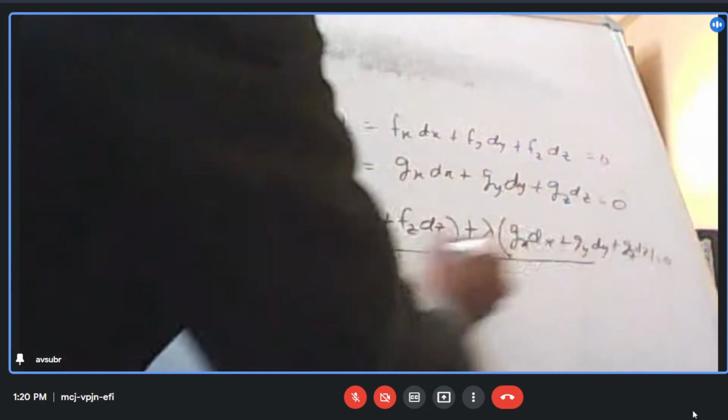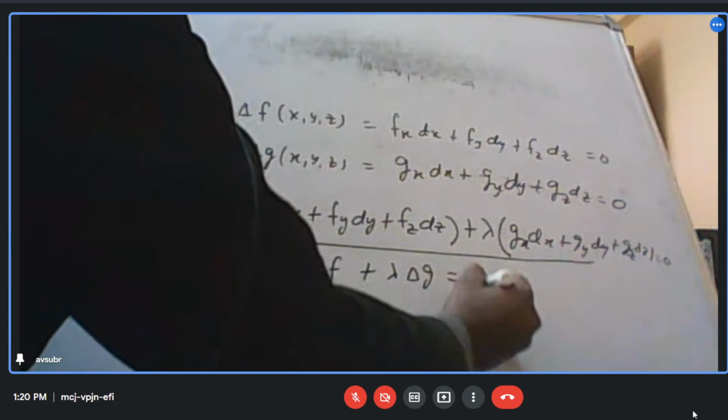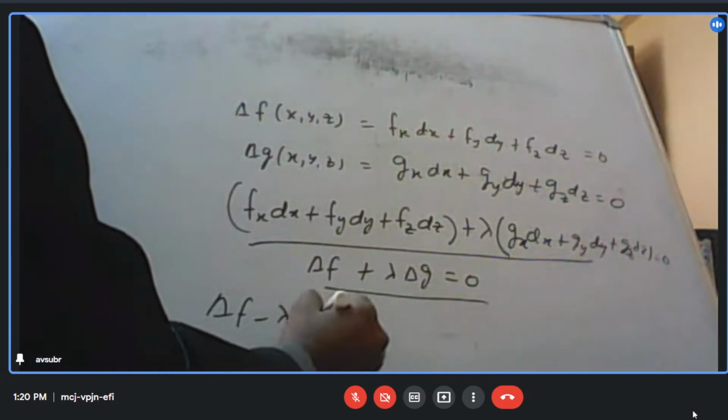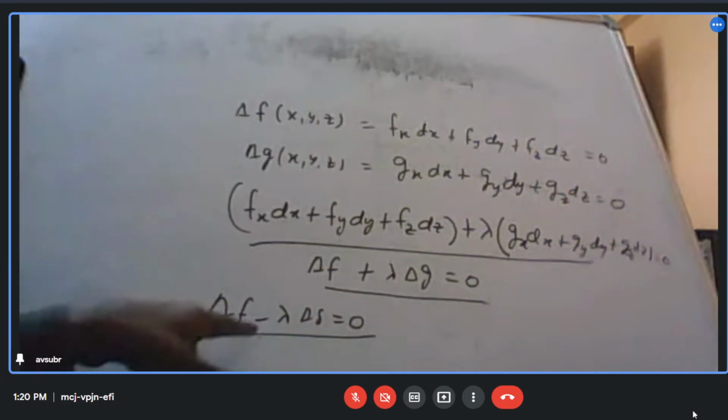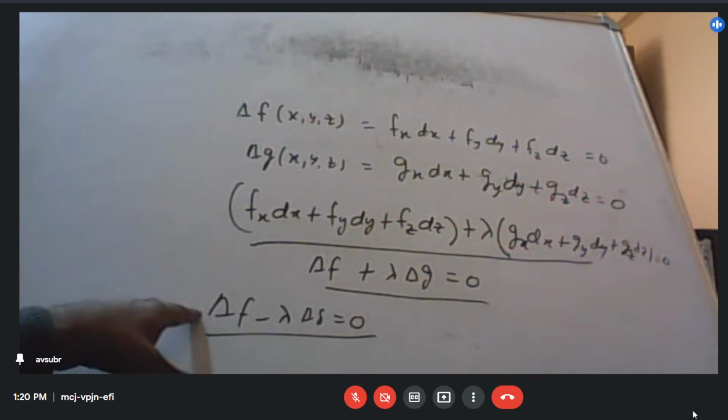From where is this equation coming? This equation is coming from lambda delta g is equal to 0. We have written down delta f minus lambda delta g is equal to 0. Isn't it? Is it or not? Yes, sir. Right?